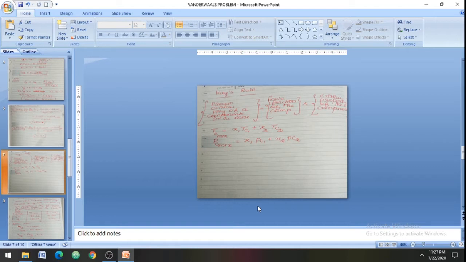Suppose we want to calculate the Tc value and Pc value in a mixture or gaseous mixture. In that condition we choose Gauss rule. So Tc mix is equal to x1 Tc1 plus x2 Tc2. Suppose you have any other component, x3 Tc3, etc. Similarly, Pc mix is x1 Pc1 plus x2 Pc2 plus x3 Pc3, etc. That is pseudo-critical.